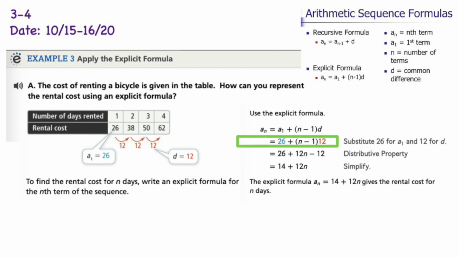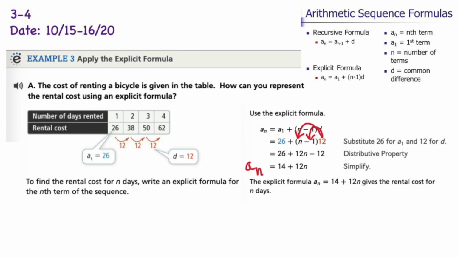And then all you got to do is distribute your 12 into the problem. So 12 times n, let me draw that little arrow, 12 times n gives you 12n. And 12 times negative 1 gives you negative 12. And then we can combine like terms. So we have negative 12 and 26 that we can add together, which gives you 14. And then your final answer is a sub n equals 14 plus 12n.